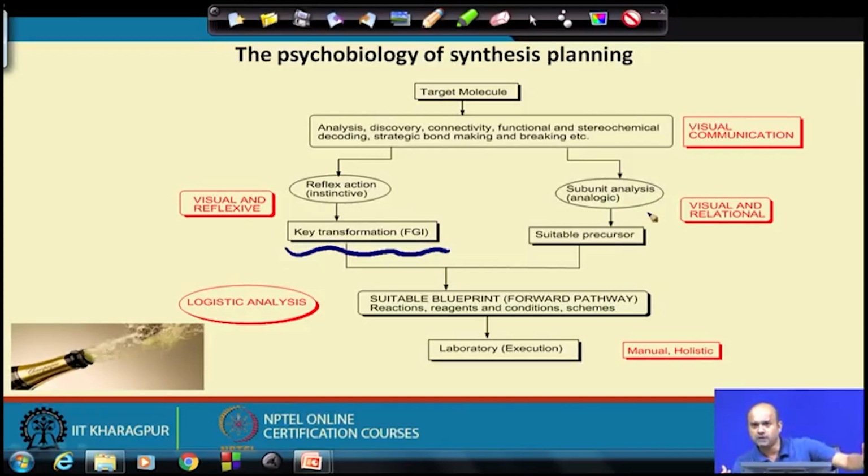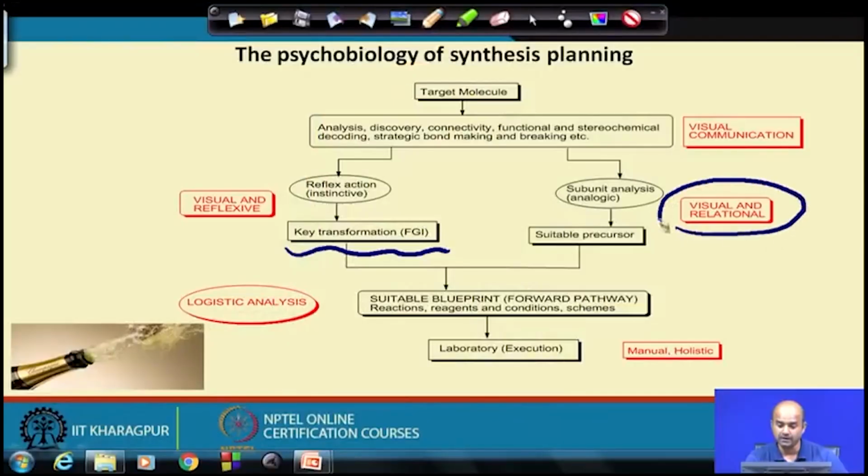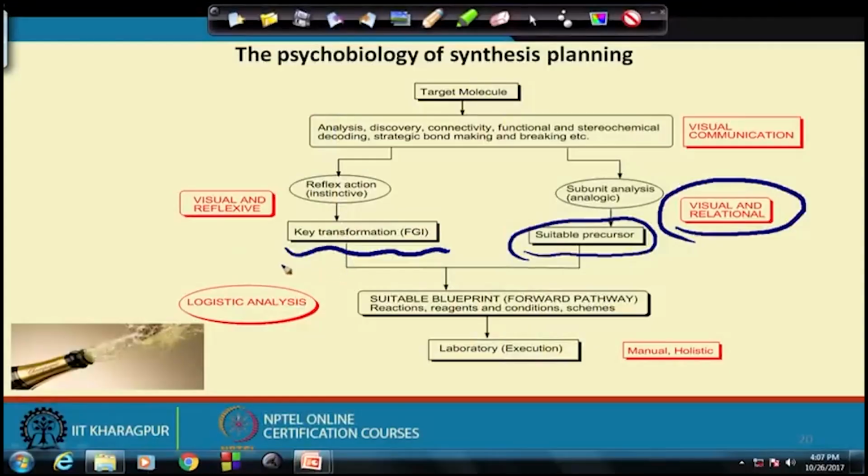Once your visual part is done, then you go deep into the logic. Then what is the chemical logic? That is why it is called visual as well as relational. It means try to find the relation, that which bonds can be made by which transformations, and then you try to correlate what suitable precursors are available to you, what commercial starting materials are available to you. So, once you have chalked out the whole thing, then you do a logistic analysis of the entire pathway.